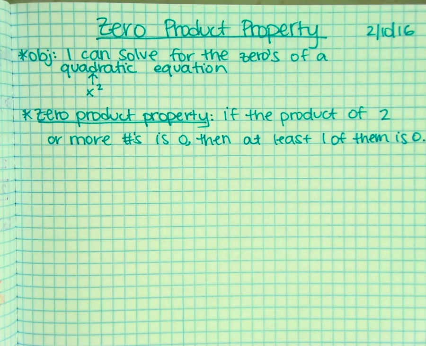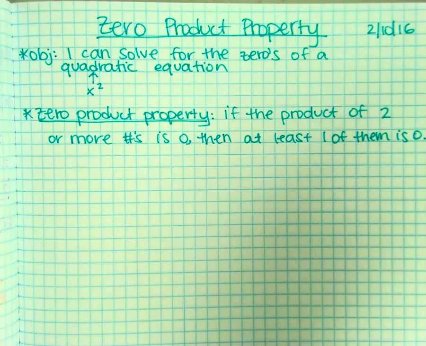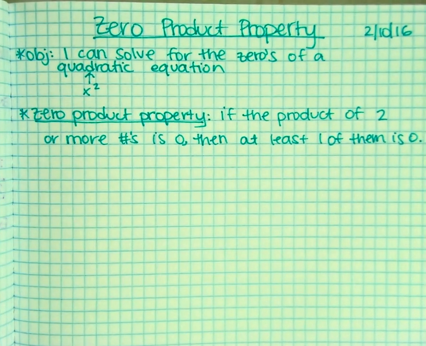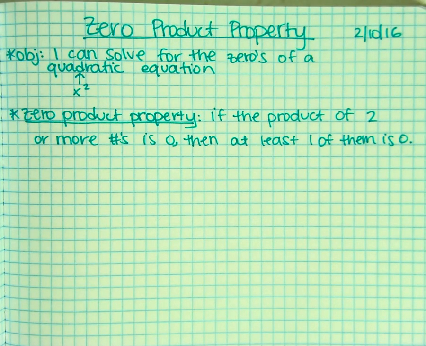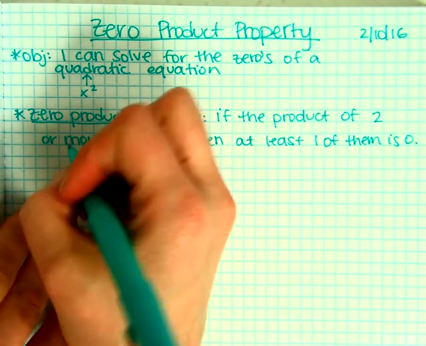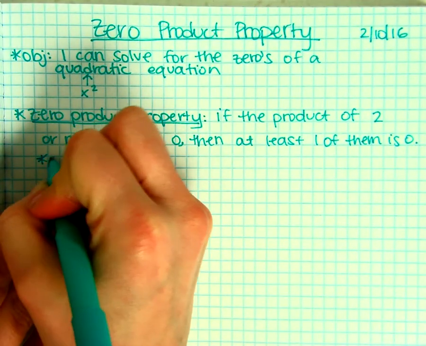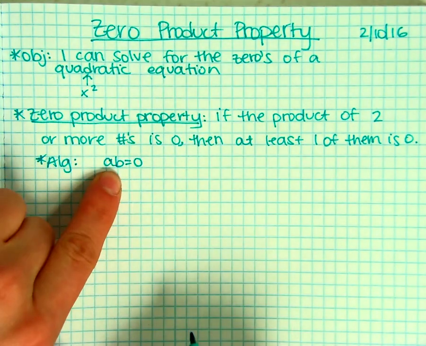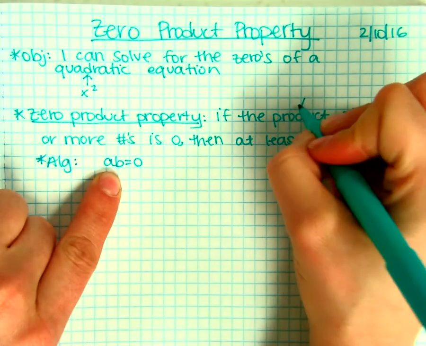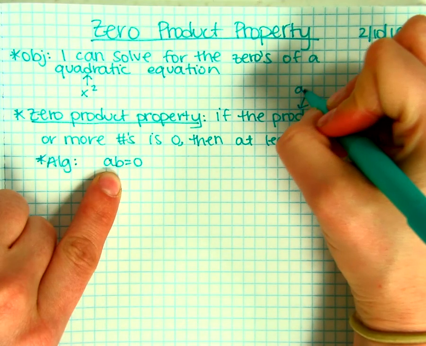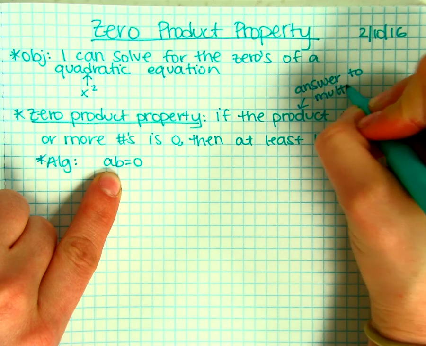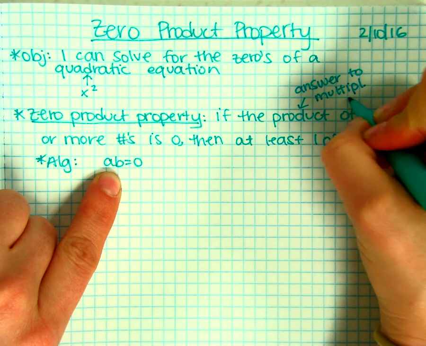Let's think about anything. If we take 4 times 0, we get 0. If we take 10 times 0, we get 0. Even if we take a negative number and we multiply it by 0, we still get 0. Alright? So if we wrote that in algebra, this is the algebra way to express it, that AB equals 0. This is A times B, right? Because remember, product is an answer to a multiplication problem.